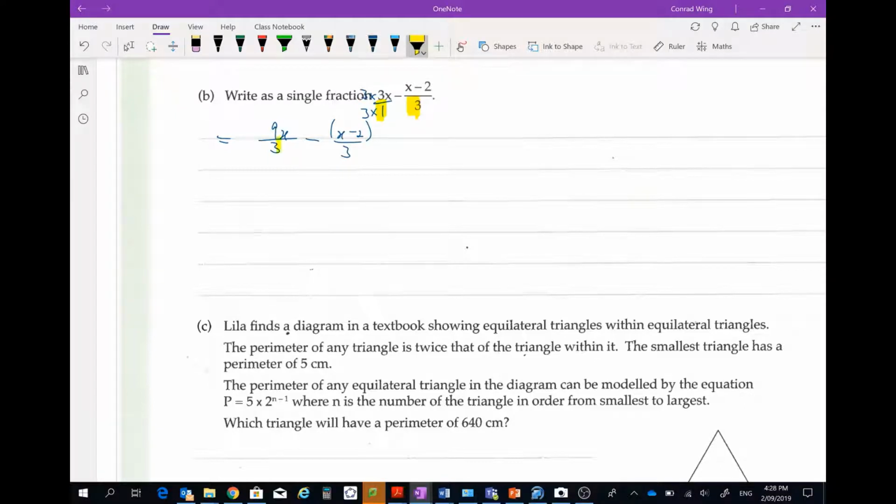Now the two denominators are the same, so I can just combine numerators. This is 9x minus the x minus 2 all over 3, so you get 9x, removing brackets, minus x plus 2. Plus 2 because it's a negative times a negative 2. So I get plus 2 here, all over 3. And my final answer is 8x plus 2 all divided by 3.